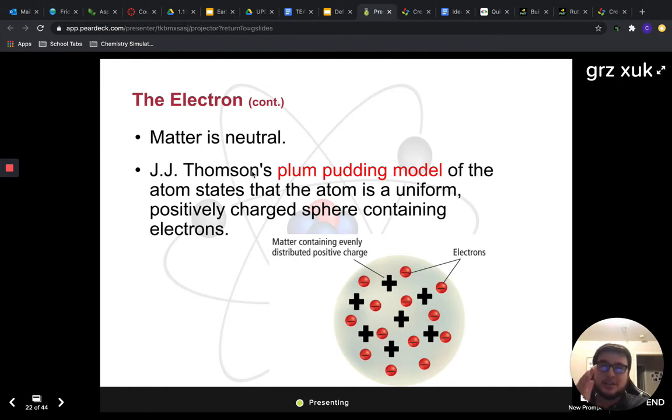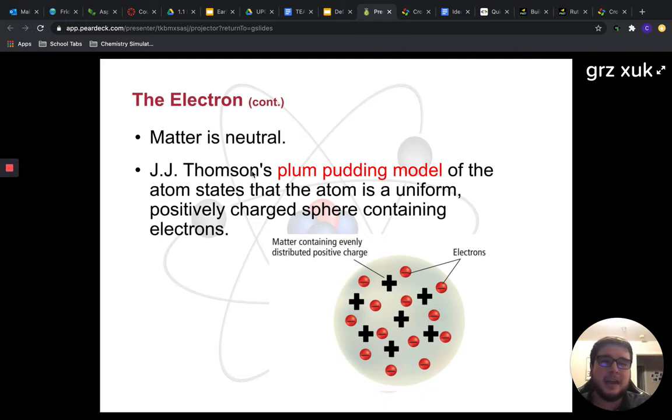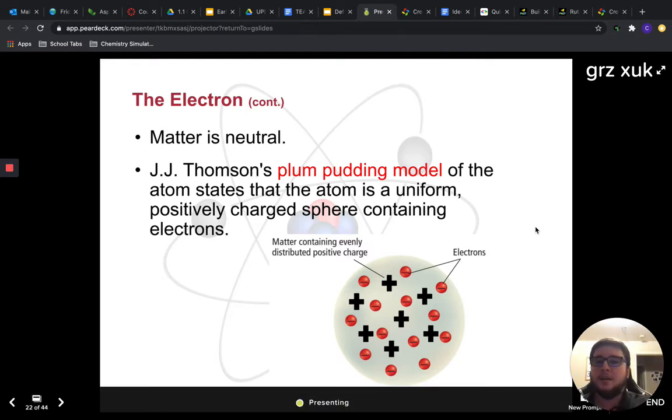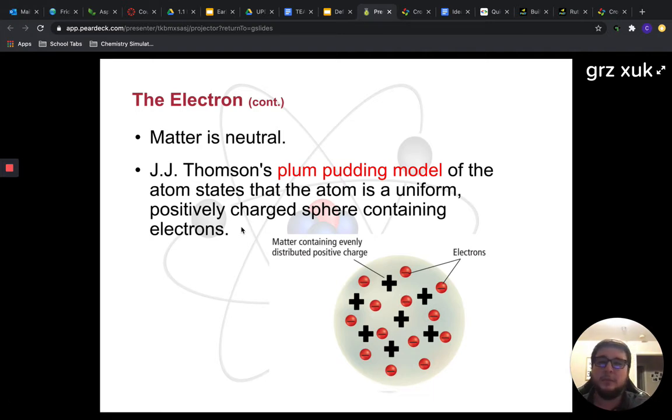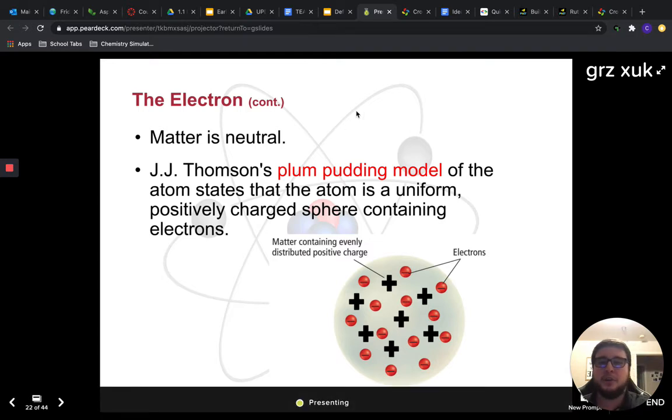And so JJ Thomson, since he discovered the electron, gets to update the model of the atom that Dalton had. Dalton had a solid sphere. JJ Thomson comes up with this plum pudding model. Plum pudding is like a British dessert. It's like a cake with little fruits stuck in it. Think of a blueberry muffin or something like that. That's what plum pudding is.